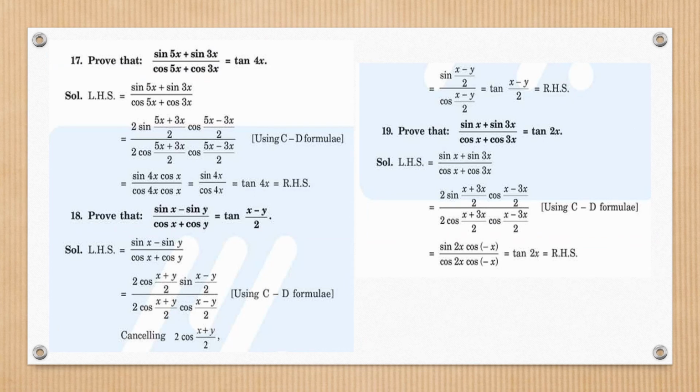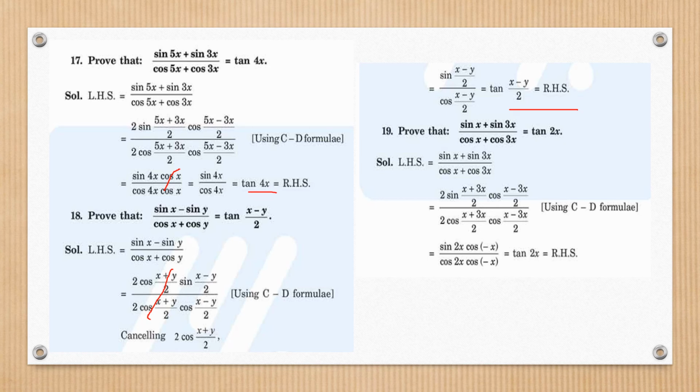Number 17, again use the formula sin plus sin at the top, 2 sin((a plus b)/2) cos((a minus b)/2), and here it is 2 cos((a plus b)/2) cos((a minus b)/2). Cancel the common terms and you get sin upon cos, which gives you tan 4x. In number 18, sin minus sin is 2 cos((a plus b)/2) sin((a minus b)/2), and cos plus cos is 2 cos((a plus b)/2) cos((a minus b)/2), right? So this gets cancelled and we get tan of (x minus 5x)/2.